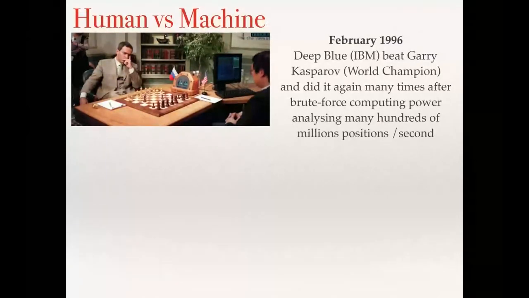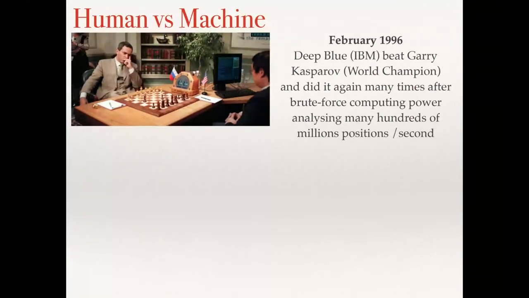Nevertheless, very high level and very difficult task, but in February 96, a machine, Deep Blue, beat Garry Kasparov, who at that time was the world champion. And it did it again many times after. So one big benchmark, if you want, was, can a machine actually beat the best player of chess, the best human, on this very high level task? And the answer was yes, and since a long time, 96. I don't know, you are too young to remember that moment, but it was a big splash, at least in the Western media.